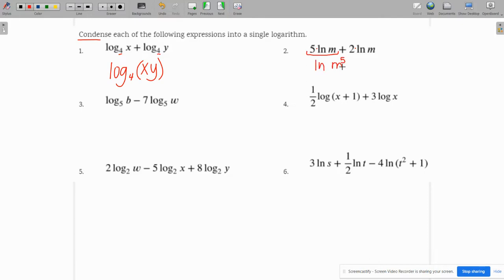So I know that multiplying by the 5 out front is the same thing as taking the natural log of m to the 5th power, right? So that number that you multiplied by out front becomes the exponent, plus the natural log of m to the 2nd power. Same thing here, this 2 becomes the exponent. So now I'm adding logs that have the same base. These are both logs of base e. So that means this is the natural log of m to the 5th times m squared. And we know m to the 5th times m squared is m to the 7th. So this is the natural log of m to the 7th power.